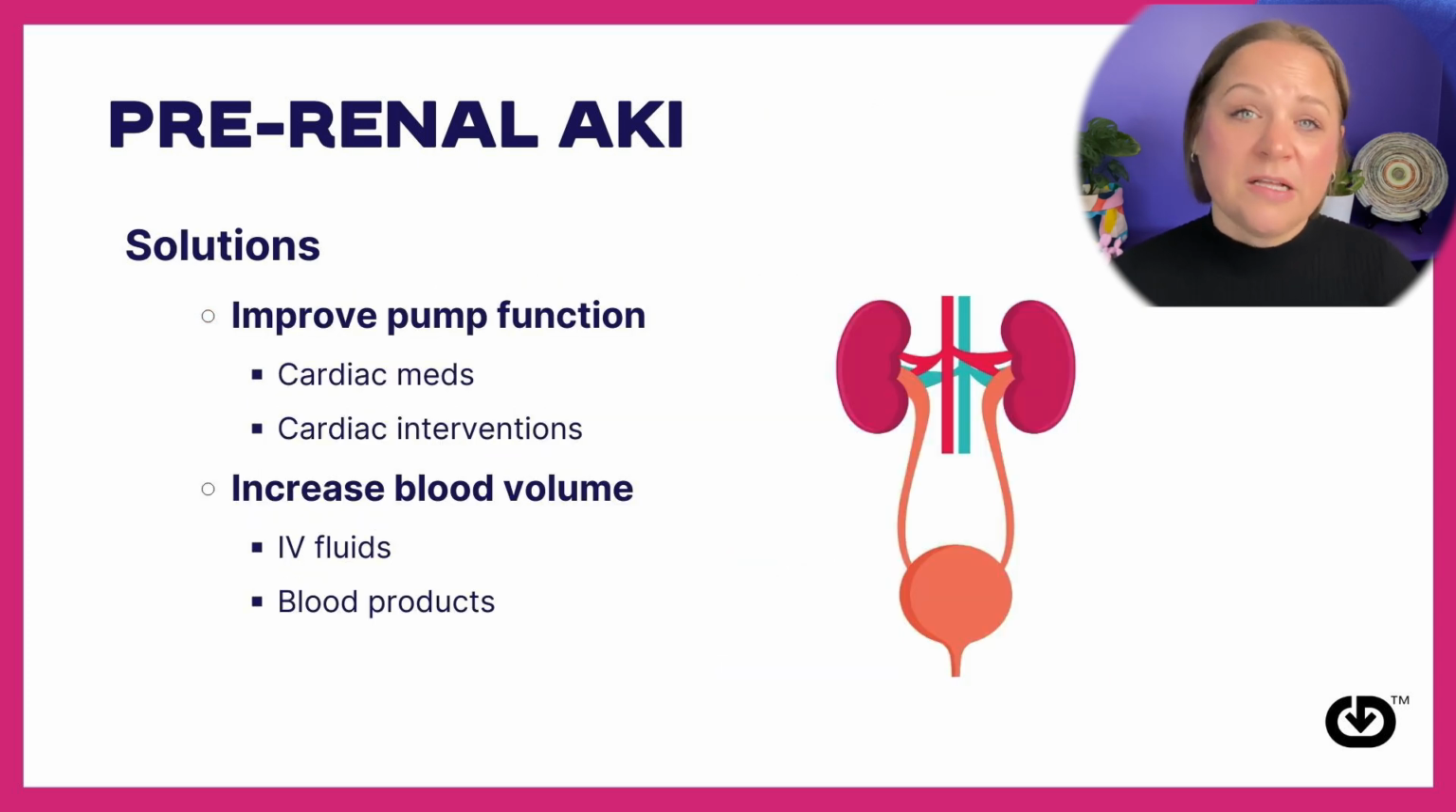Now, for pre-renal acute kidney injury, the solutions are always going to be based on finding the root cause and fixing that. And so if the causes were not enough pump and not enough blood, the solutions are going to be related to those. Either improve pump function or increase blood volume. So things like cardiac meds, cardiac interventions, and increasing blood volume through things like IV fluids and blood products.